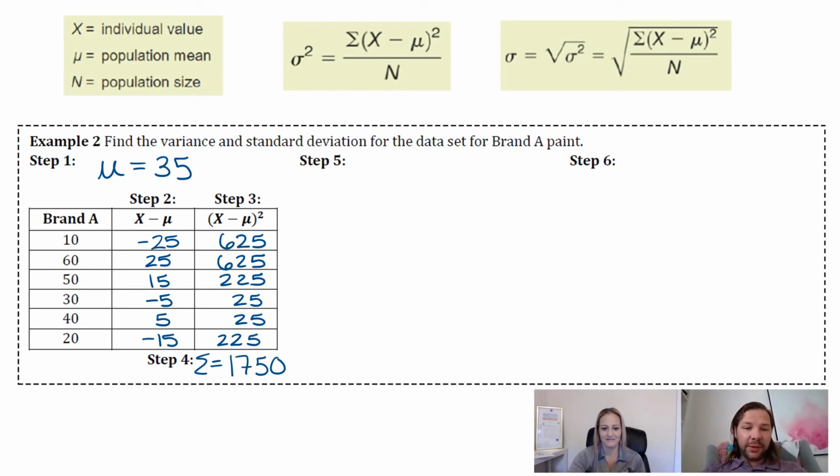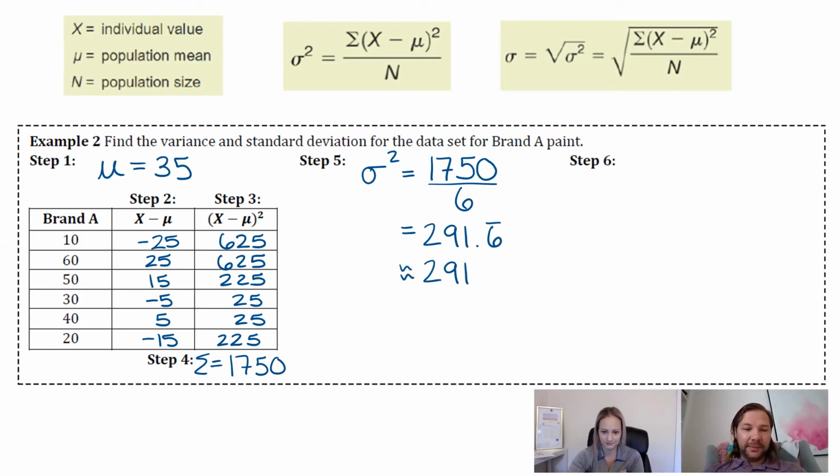And then finally, what are we going to do, Karen? We'll divide by capital N, which is the number of data values. So we're going to divide by 6 here. 1750 divided by 6 is about what? 291.6666, so that's 6 repeating, right? You might be tempted to round that to 291.7, but if you do that in Connect Math, you're going to end up getting the wrong answer, because Connect Math wants you to use that 0.666 and take it out to as many decimal points as you can.